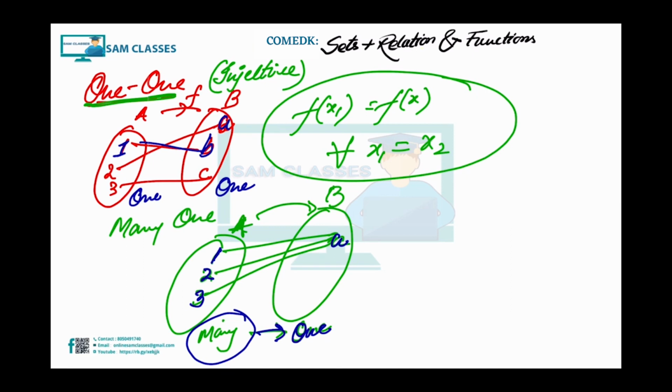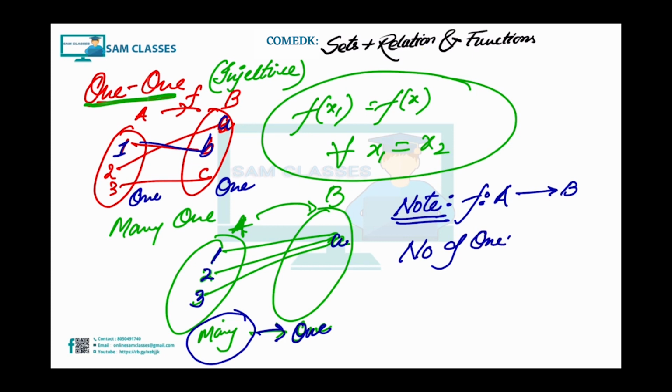Now, the most important part is to find the number of one-one functions, which is mostly asked in the KCET. So f is a function from A to B. Now the number of one-one functions will be how much? What will be the formula to find the number of one-one functions? It's pretty simple. Let's say A has m elements and B has n elements. It is nPm. Now we know permutation.